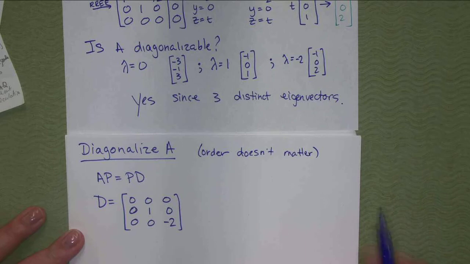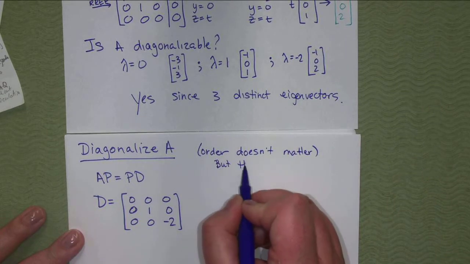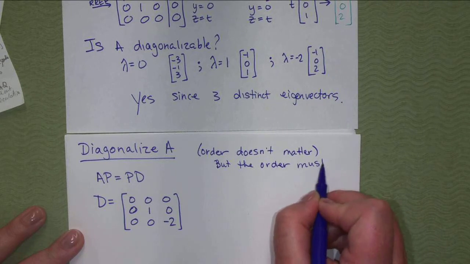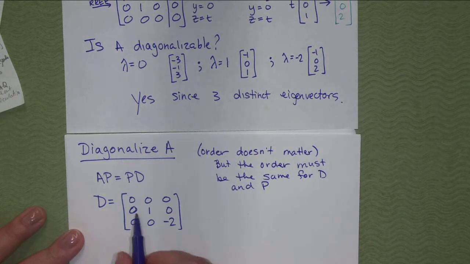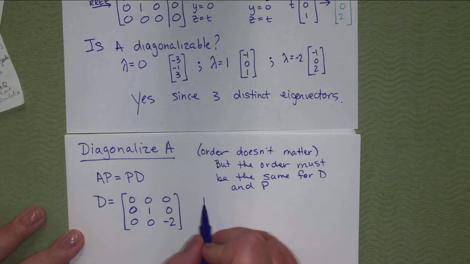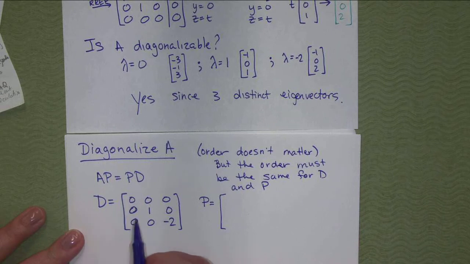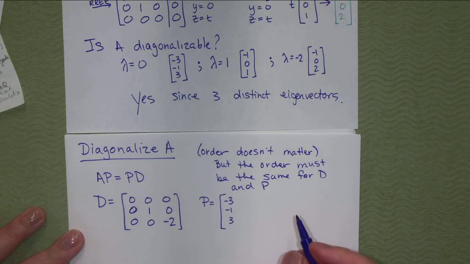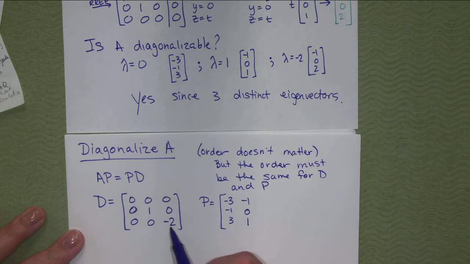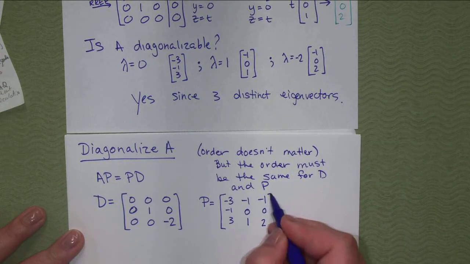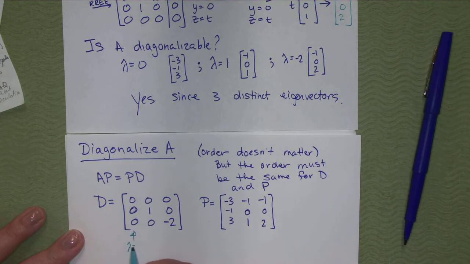So the order doesn't matter, but the order has to be the same for D and P. So if we put 0 first, the eigenvector for 0 has to go first in the P. So the eigenvector for 0 was -3, -1, 3. The eigenvector for 1 was -1, 0, 1. And the eigenvector for negative 2 is -1, 0, 2. So this was 0, 1, and negative 2, and then these were the same 0, 1, and negative 2, but the vectors.